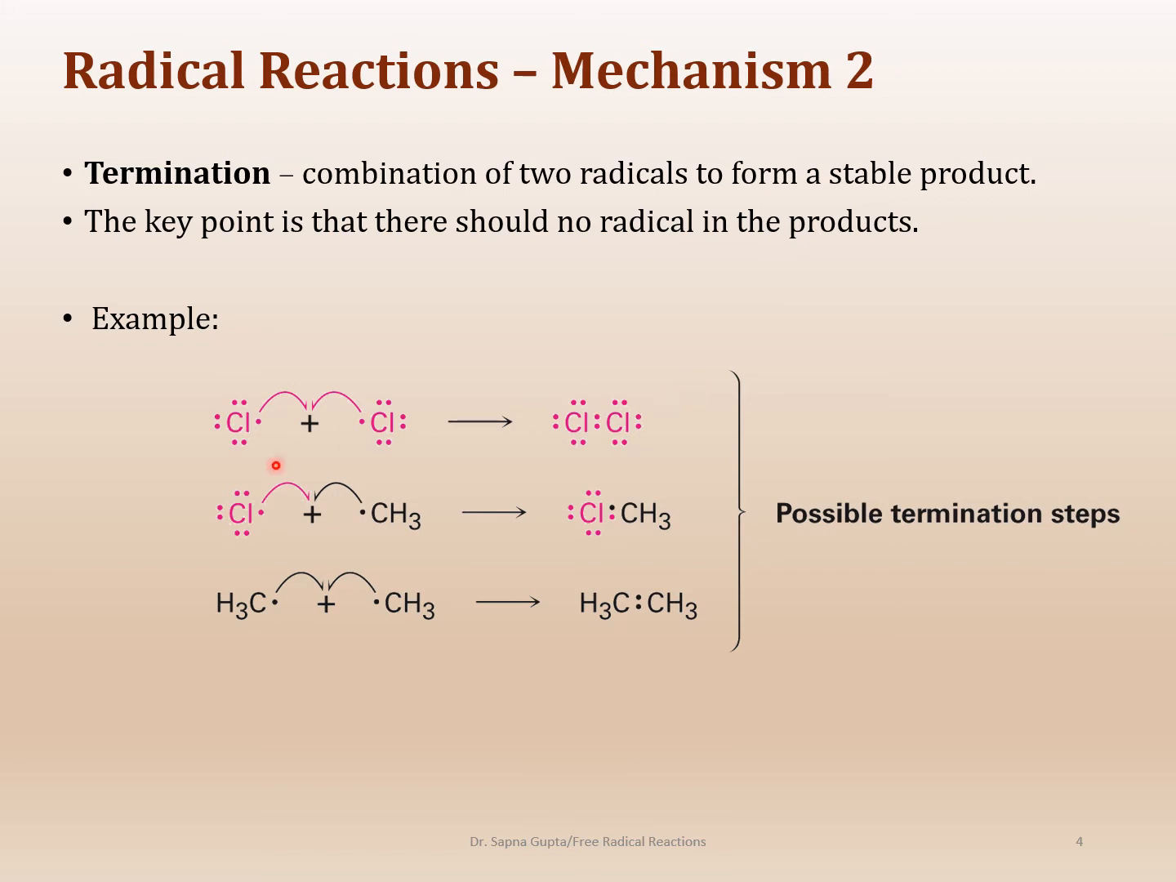So anything can happen, since everything is happening in the same reaction system. Anything is possible, which means that if there are two chlorine radicals around, they can combine to form chlorine, which is more stable than the radical. You can have a chlorine radical with a methyl radical to give chloromethane. You can have two methyl radicals reacting to give ethane. So these are all possible steps. Which one is happening? Maybe all of them are happening. Which one can you write? You can write any one of them. Anything is possible, so you can write any of these steps during the termination step.